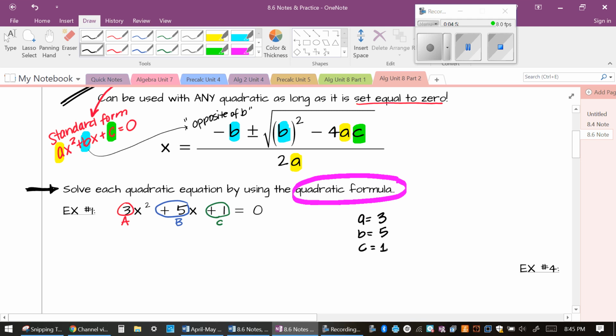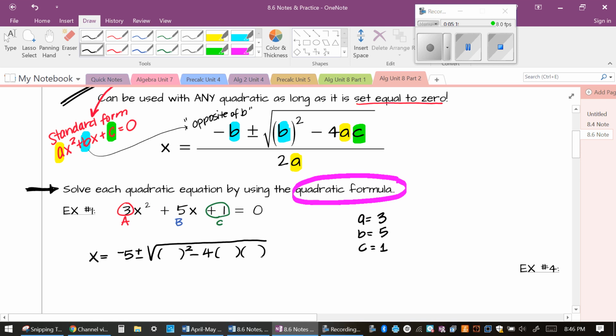Now I'm going to go ahead and set up my quadratic formula. Feel free to sing along. x equals the opposite of b. So since my b is positive 5, I'm going to use the opposite, which is negative 5, plus or minus the square root, make it nice and long, of b squared minus 4ac.